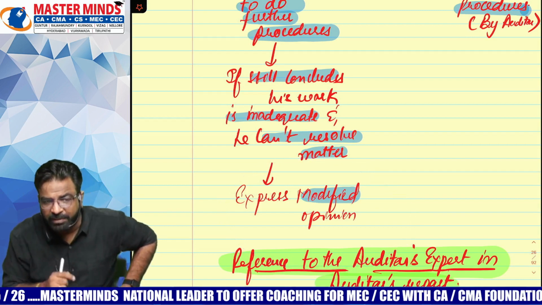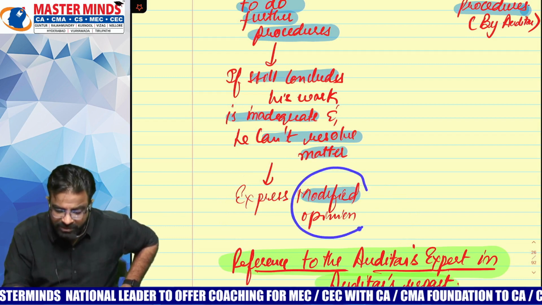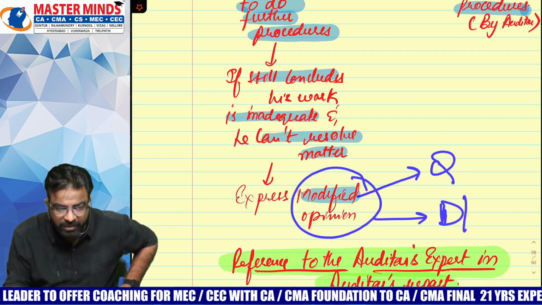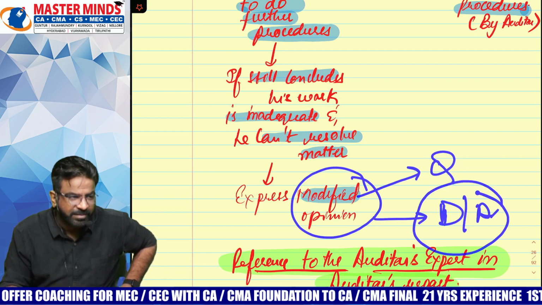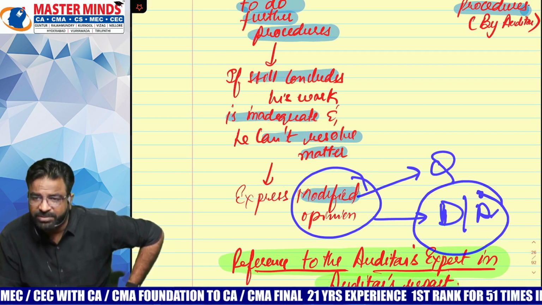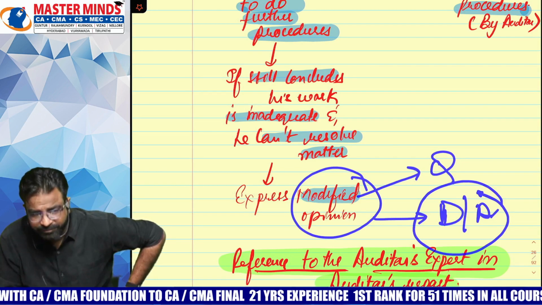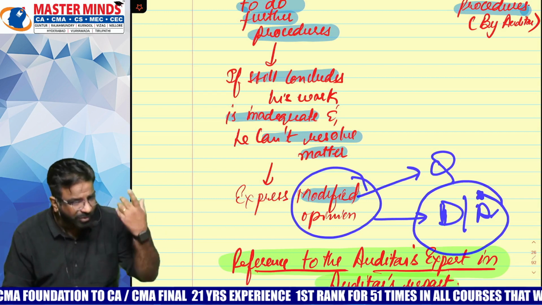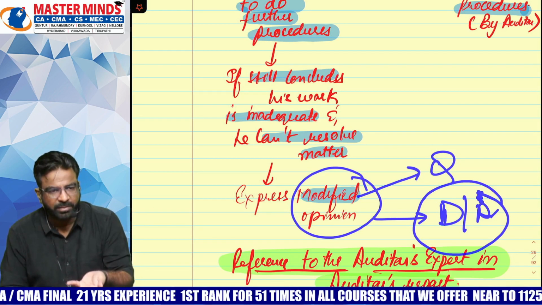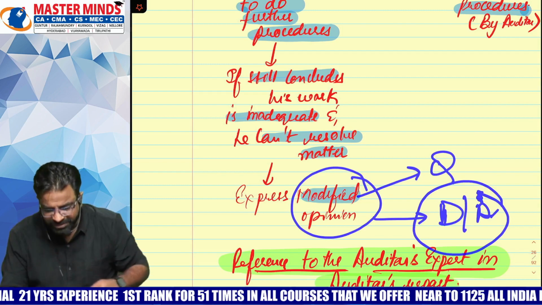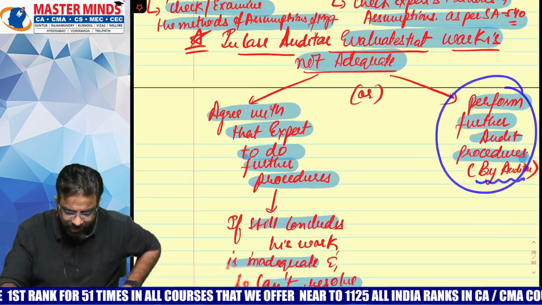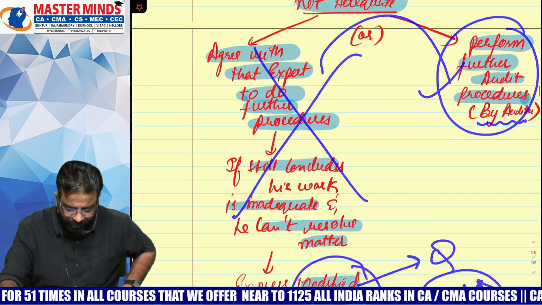Now tell me, what does modified mean over here? Either qualified or disclaimer or adverse? Now tell me. She gave me data. I didn't like it. I told her to do further procedures. She did the further procedures, but she was unable to resolve the matter. It means that the data she provided me is not at all evidence for me. Okay, am I using it or not using it? So disclaimer, simple. Q and D. What is Q and D? Qualified or disclaimer. Second place, or perform further audit procedures. By whom? Auditor. Because this option got failed. The expert is a useless fellow. Better to do it on your own.